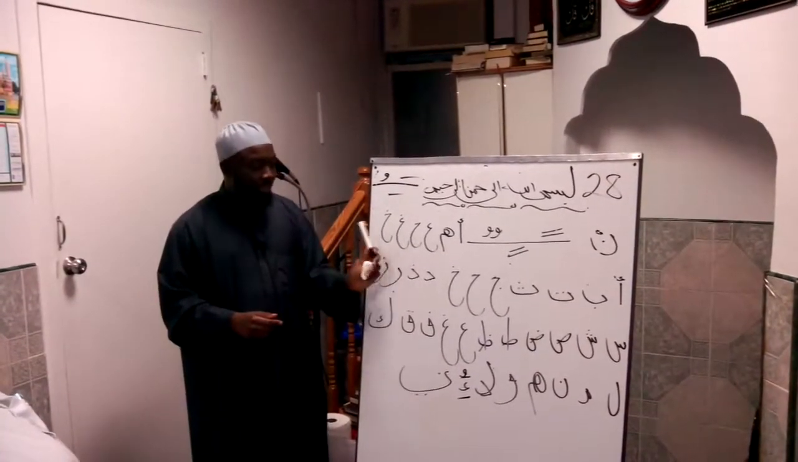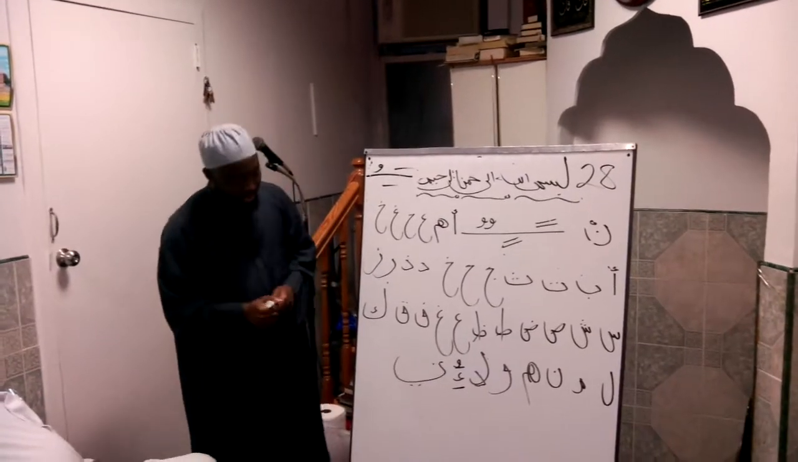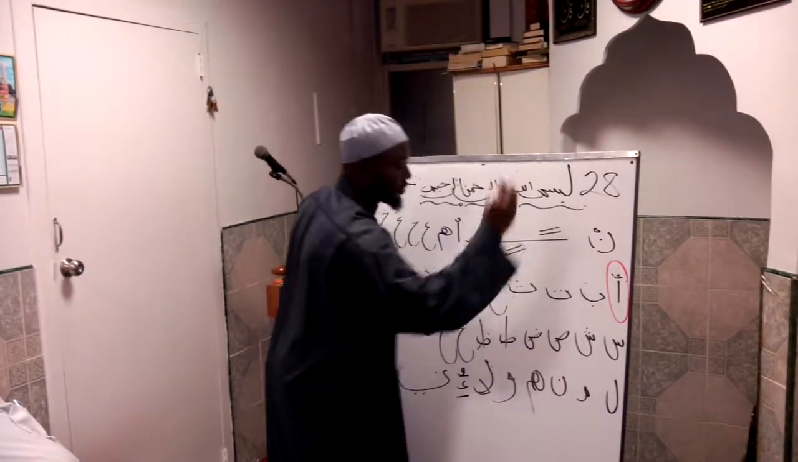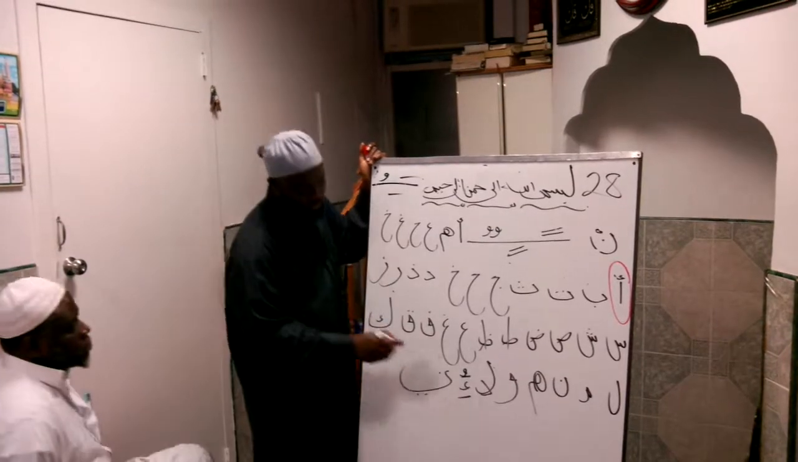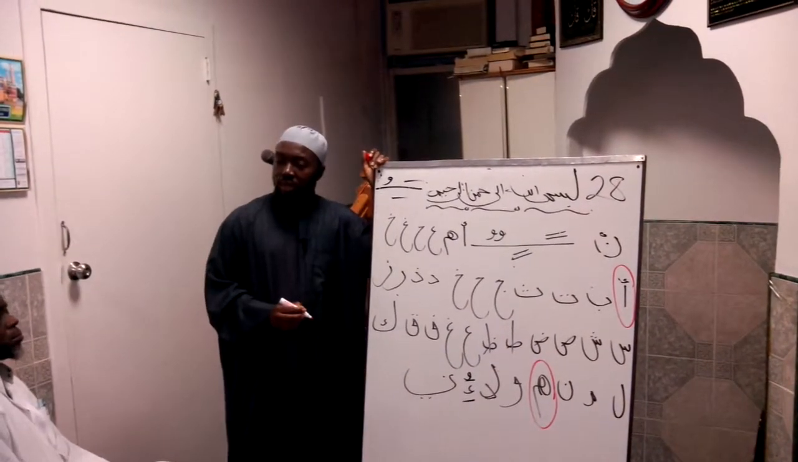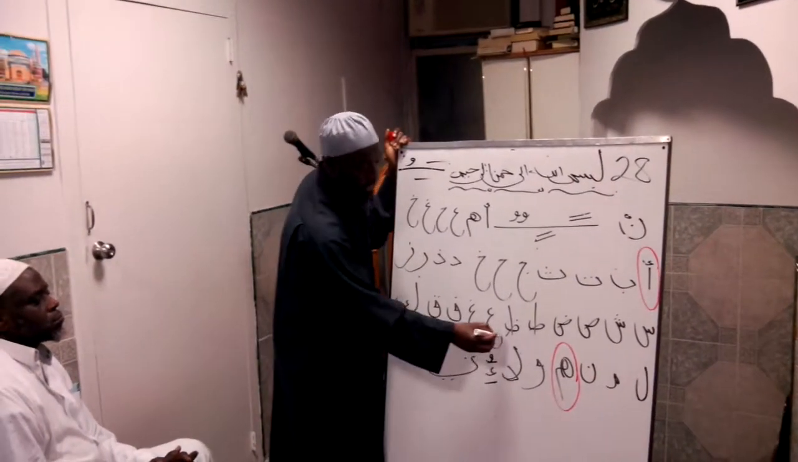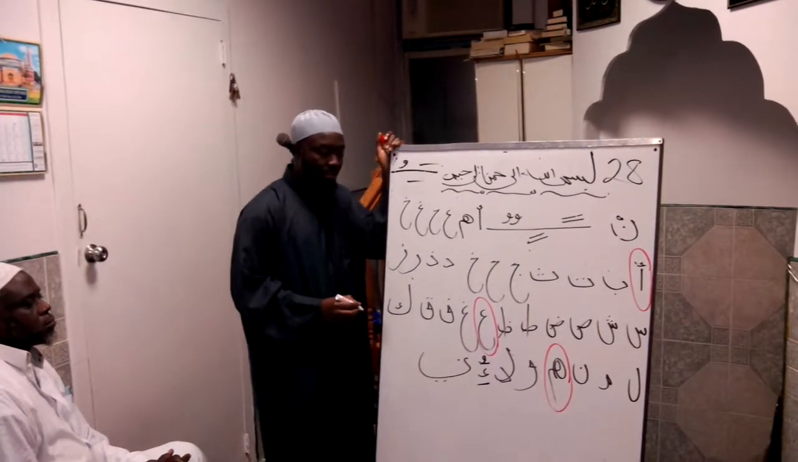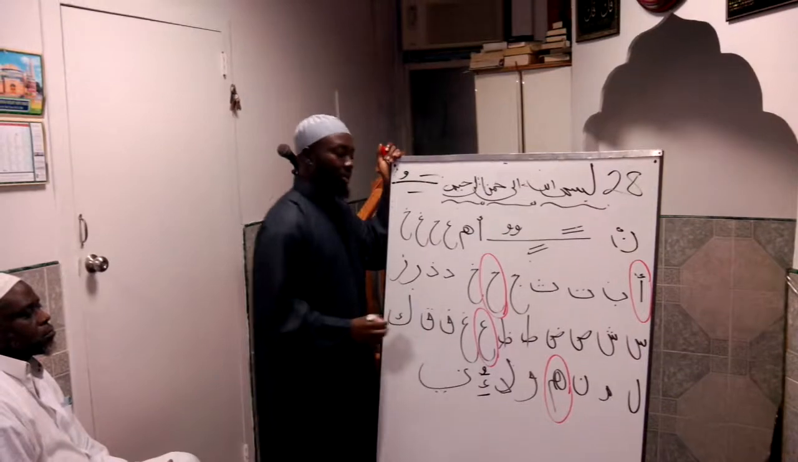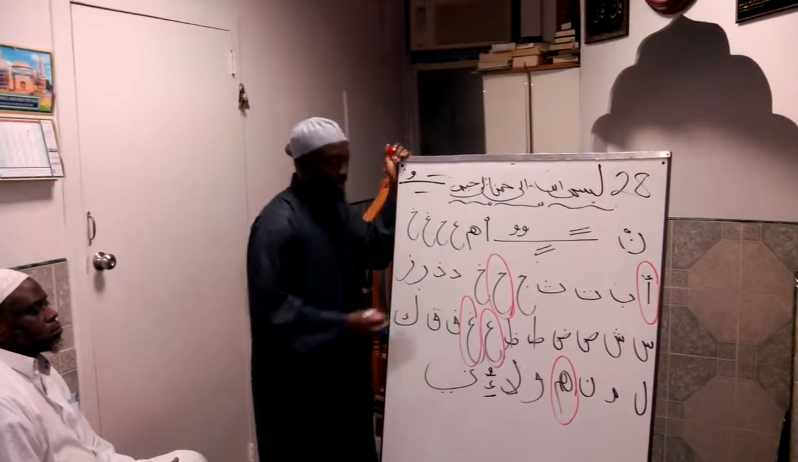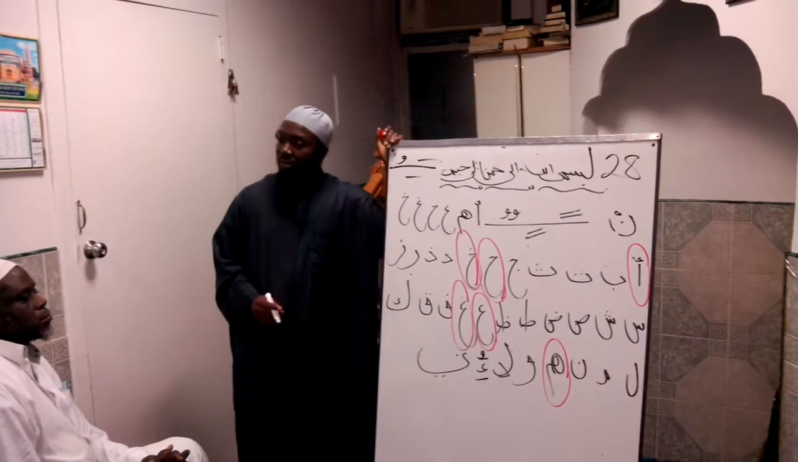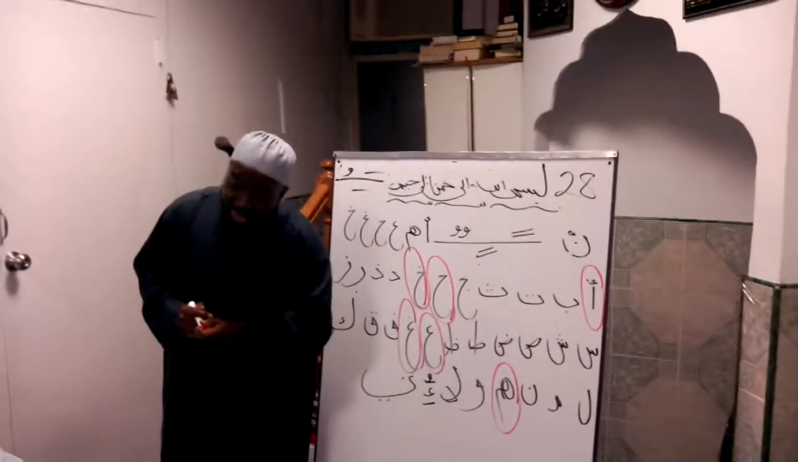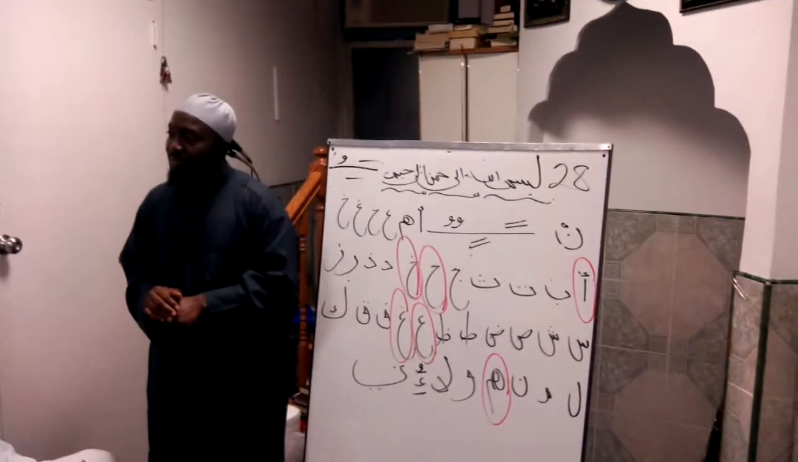We have 1, 2, 3, 4, 5, 6 letters. Let's take them out from here with the red marker. The first one is what? Hamza, right? Alif or Hamza. And then Ha'un. What comes next? Ain. What comes next? Ha'un. What comes next? Do you have any more? How many letters are circled? 6. Okay. 28 minus 6. How many letters left? 22.